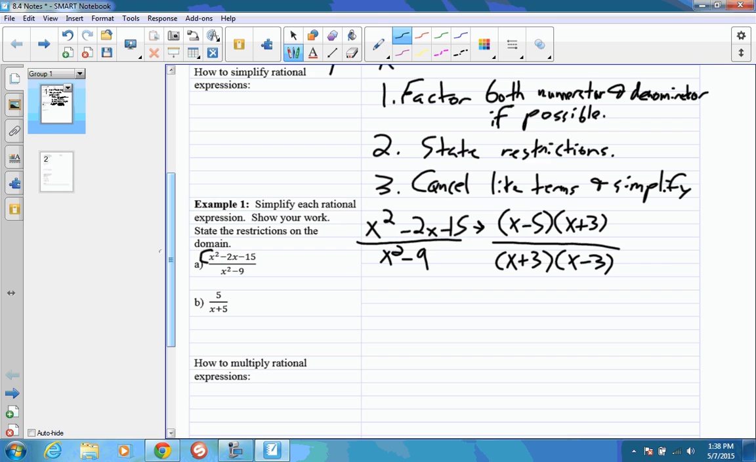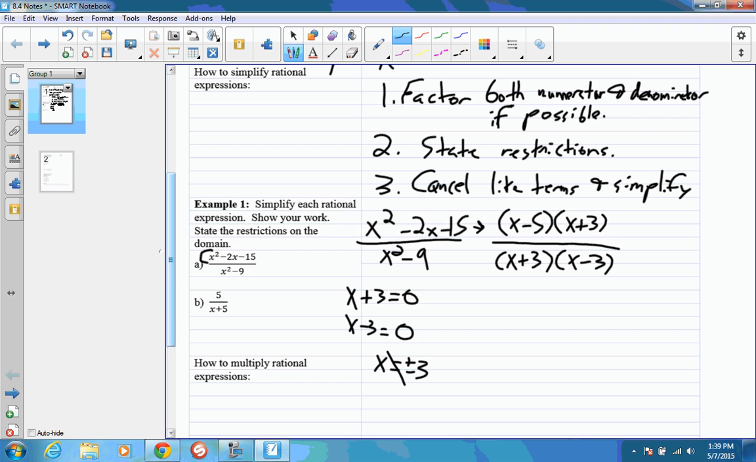Negative 3 and positive 3. So if I take each of my factors, I've got an x plus 3, I've got an x minus 3. If I set each of those equal to 0, I'll get x equals plus or minus 3. If I plug in plus 3, that's going to be 0, meaning anything times it is 0. If I plug in negative 3, that's going to be 0, meaning anything times it is 0. Both of those will get me undefined values. So this becomes my restriction.